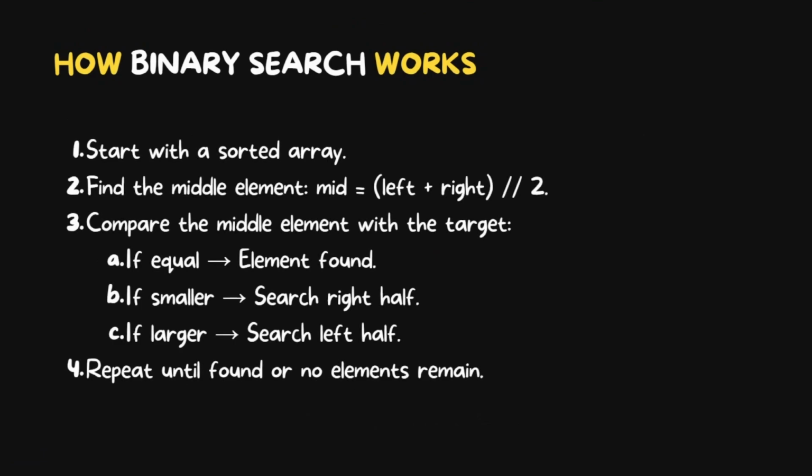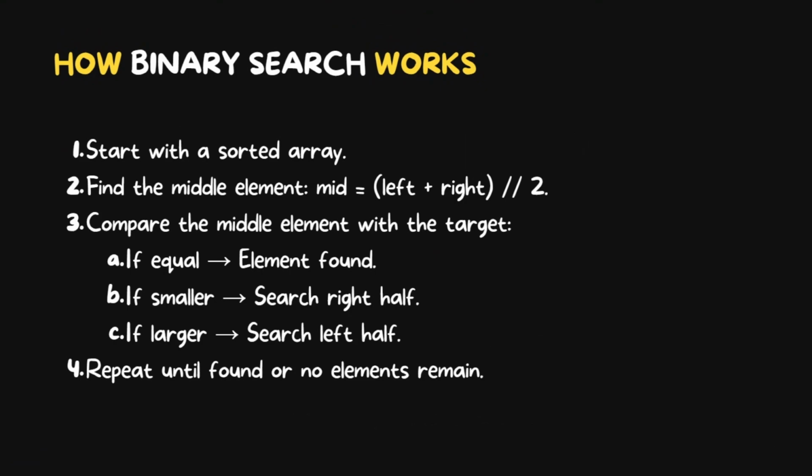How does binary search work? Let's walk through the steps of binary search. First, it starts with a sorted array, then finds the middle element, equal to (left + right) / 2. Then we compare the middle element with the target. If it matches, the element is found.